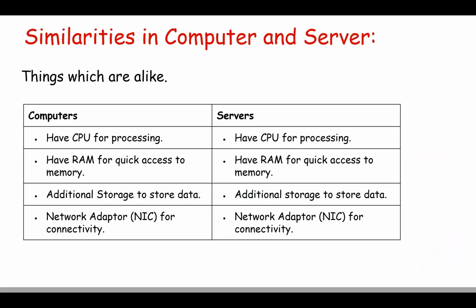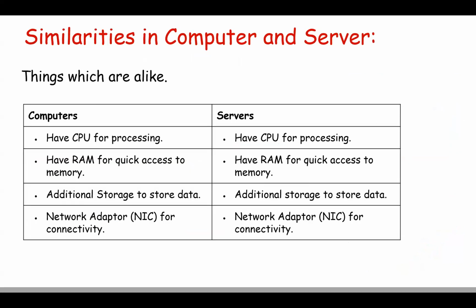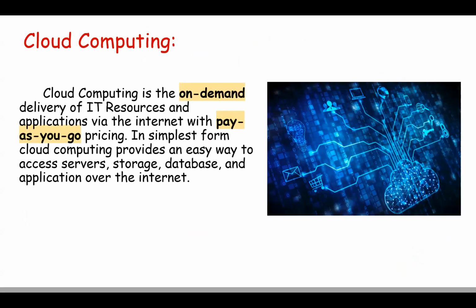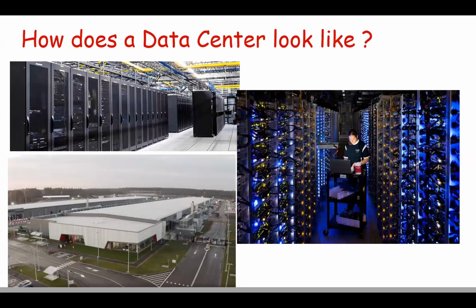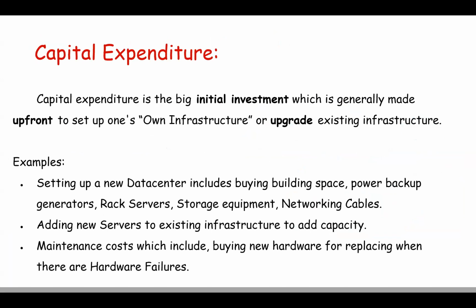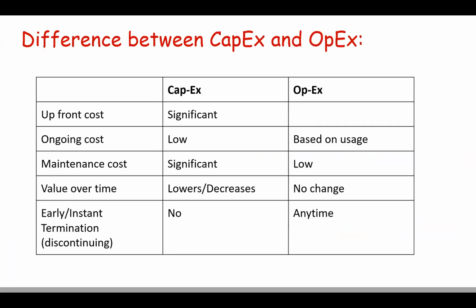We discussed the similarities and the differences between computers and servers. Cloud computing also happened, and we discussed how data centers look and the advantages of cloud computing. We discussed capital expenditure in the last sessions, and operational expenditure: when operation starts and the data centers start working, how the costing comes into the picture.